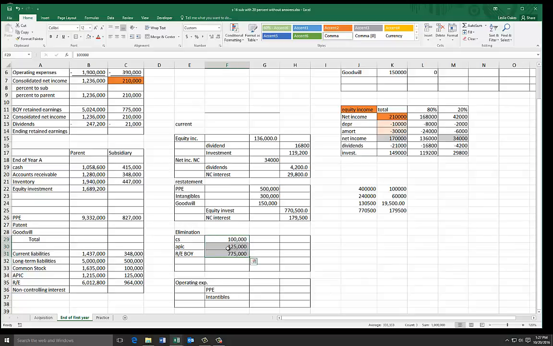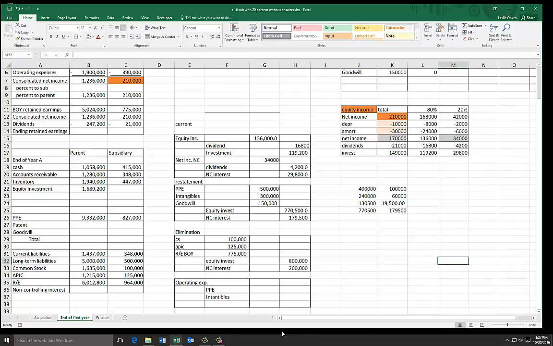So that's easy enough to divide between the equity investment, which is going to be just a straight 80%, and the non-controlling interest in that share of the net assets, really, of the shareholders' equity. That's going to be $200,000. Make sure we got all our zeros and our commas in the right place.